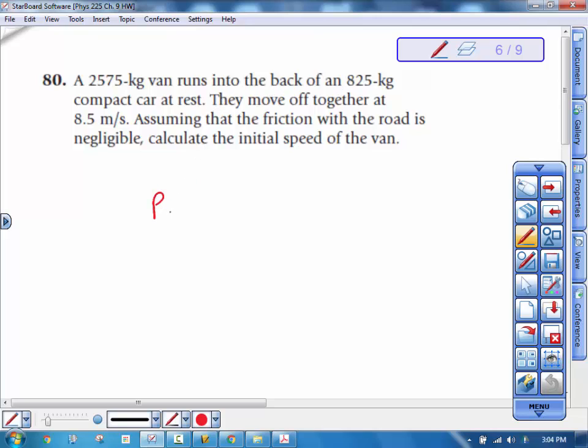Next problem then gives us a van running into the back of a compact car. So we have momentum initial has to equal momentum final. So initially we have mass times velocity for the van, no momentum from the car. Afterwards, we've got the mass of the van plus the mass of the car as they move off together, times the speed of the car. Assuming that the friction on the road is negligible, calculate the speed of the van. So we're solving for that variable.